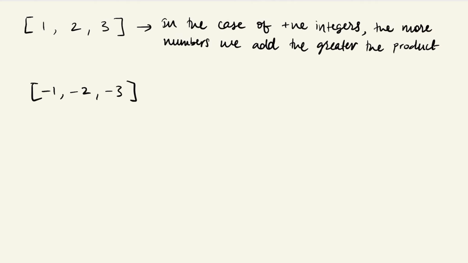So in this case, -1 times -2, that's positive 2. -2 times -3, that's positive 6. But if you multiply all of them together, we get -6, which is actually the least possible value you can get. So this is a bit more complex. But how do we go about doing this?